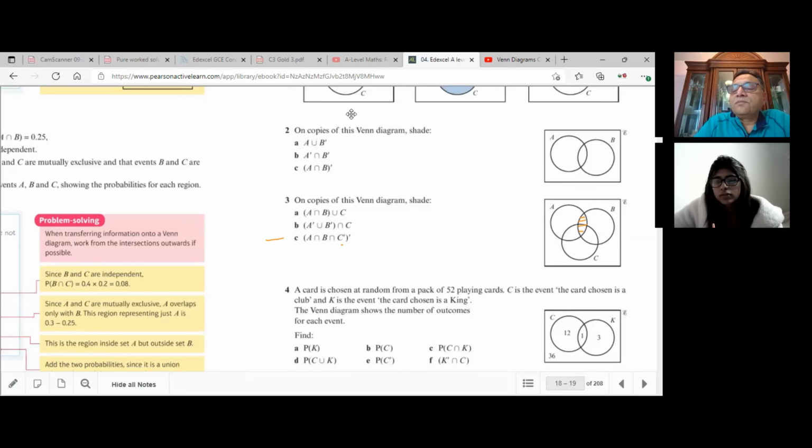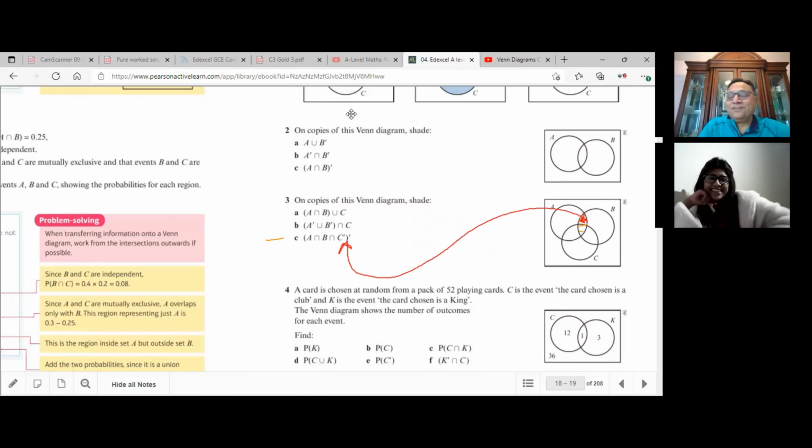Is that okay? Just the top part. Intersection with not C, because this was common, right? So this is intersection with not C. This is the inside part. Do you understand? And now it says everything except that. So you shade everything except that section. Do you understand?